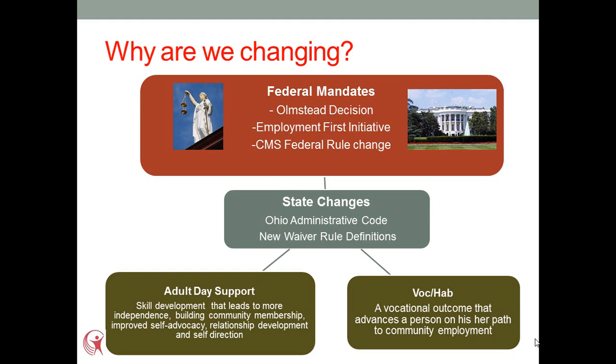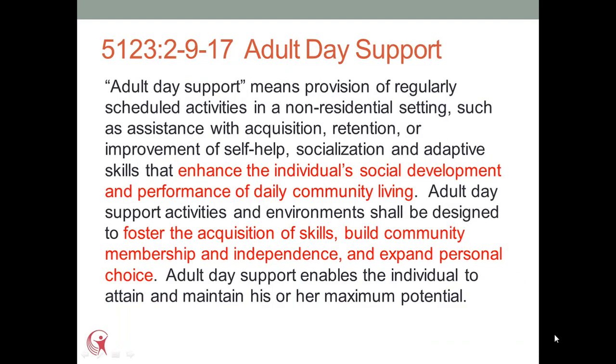These federal mandates have resulted in changes to the Ohio Administrative Code. New waiver rule definitions have come out recently and clearly define what is adult day support and what is vocational habilitation service. And we're going to talk about those in the next couple of slides. The new service definition from 2016 is clear in expectation for adult day support, and there are several references to community integration. It's not our intention to just read out loud to you.